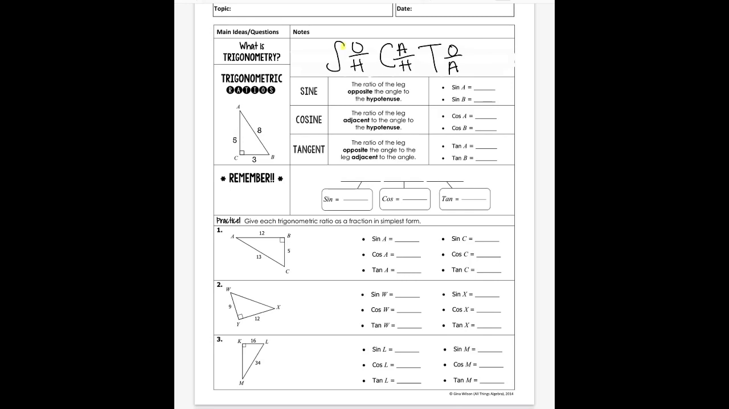As a refresher, remember the S in SOHCAHTOA represents sine. The C represents cosine, and the T represents tangent. Now, next to this S, we have an O and an H. What that basically means is the ratio of the opposite over the hypotenuse. Next to the C, we have A over H, which represents the ratio of adjacent over hypotenuse. And next to the T, I have an O over an A, and it represents the ratio of the opposite over adjacent.